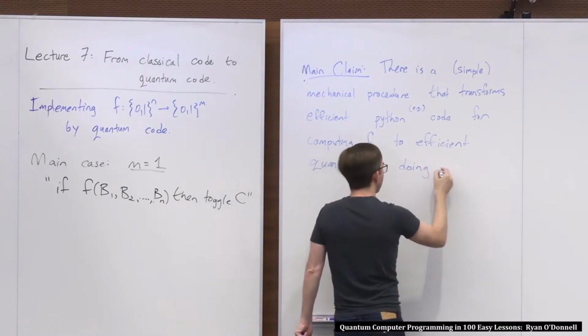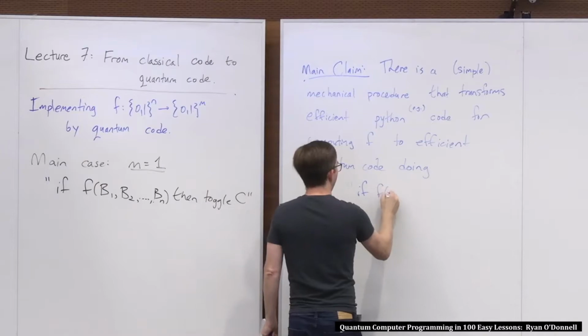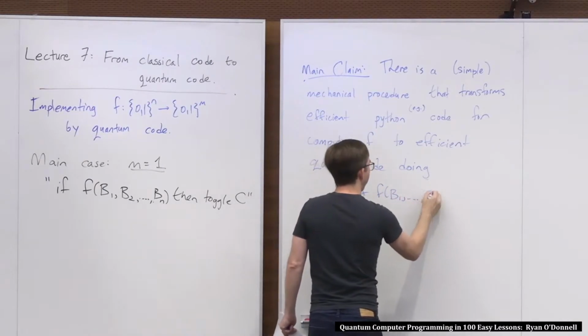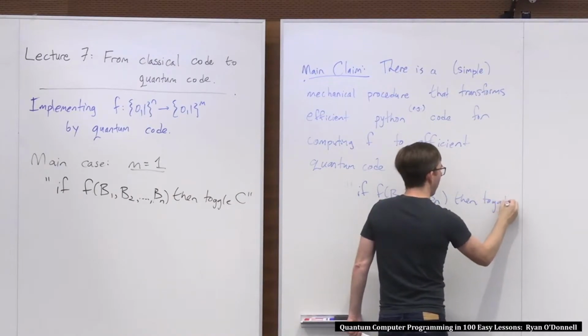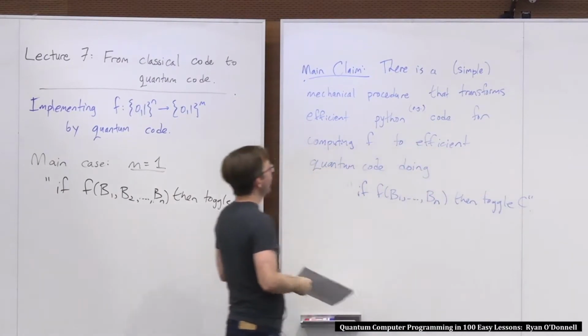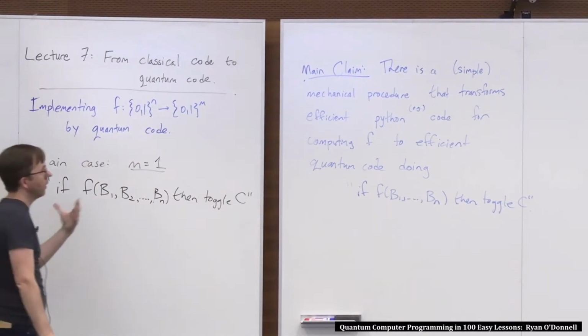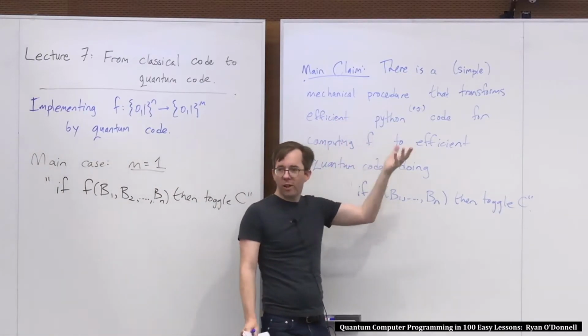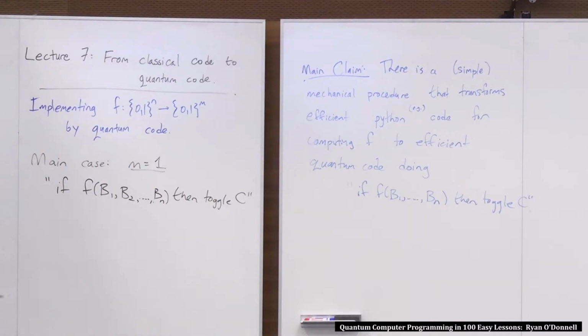If f of b1 through bn, then toggle c. Okay, so this is, as I said, kind of like asserting the existence of a good compiler that takes as input classical code, such as you might write in Python or Java or C or your favorite programming language, and converts it into quantum code that does this in a mechanical way.